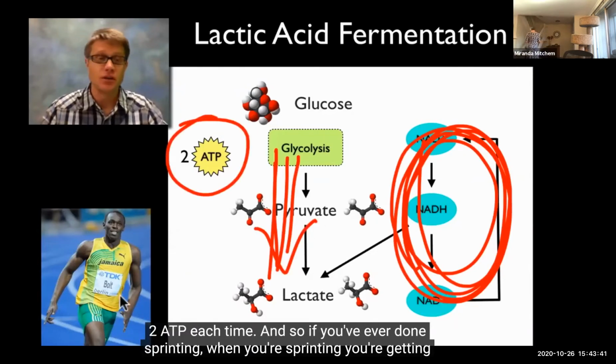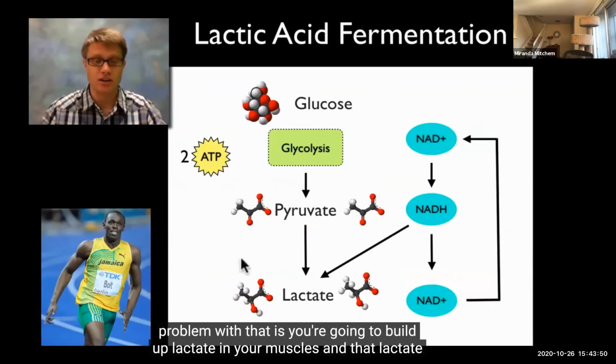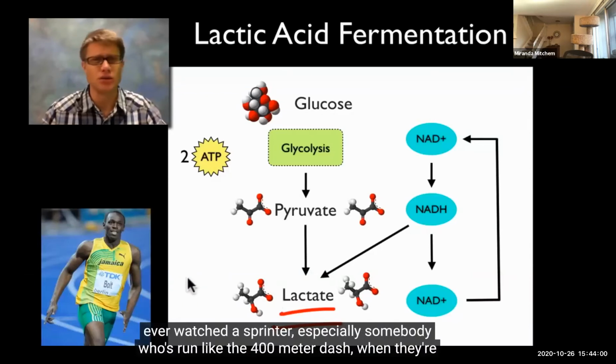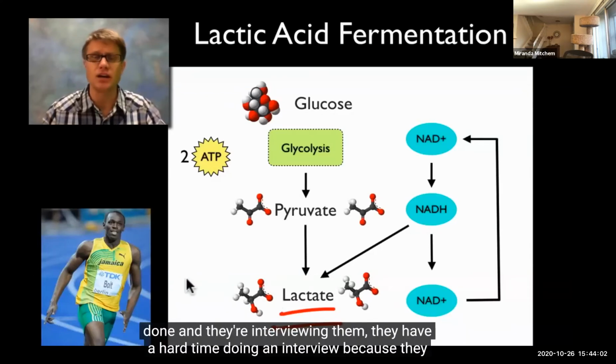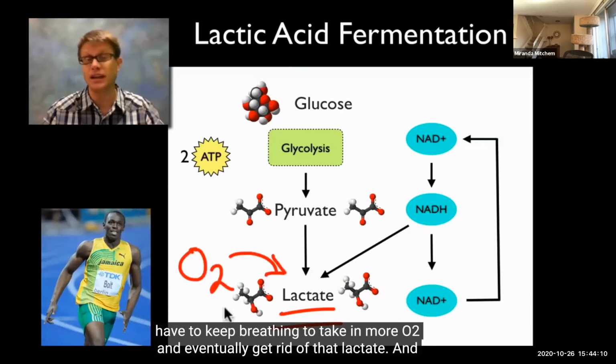And so if you've ever done sprinting, when you're sprinting, you're getting aerobic respiration, but you're also doing anaerobic respiration on top of that. The problem with that is you're going to build up lactate in your muscles. And that lactate is like a toxin. You're going to have to break it down, and that takes oxygen. And so if you've ever watched a sprinter, especially somebody who's run like the 400-meter dash, when they're done and they're interviewing them, they have a hard time doing an interview because they have to keep breathing to take in more O2 and eventually get rid of that lactate.